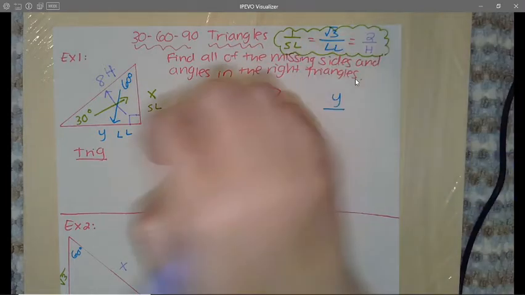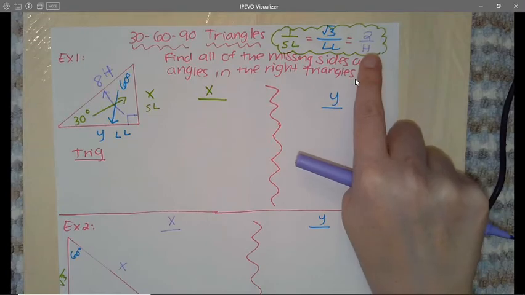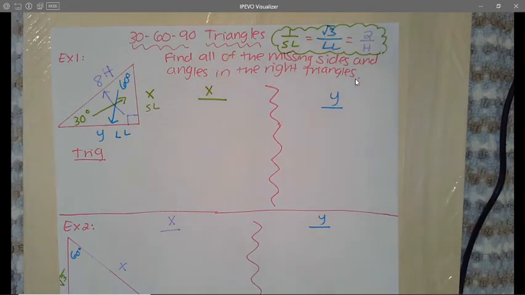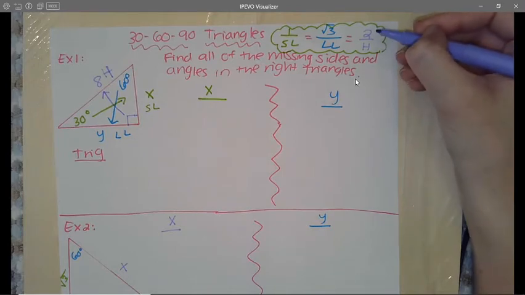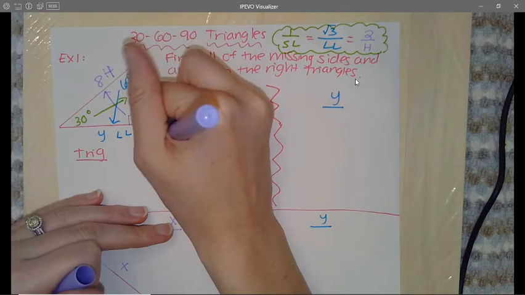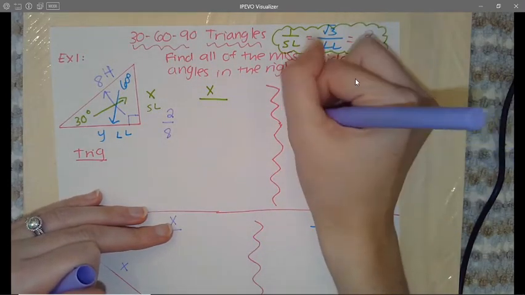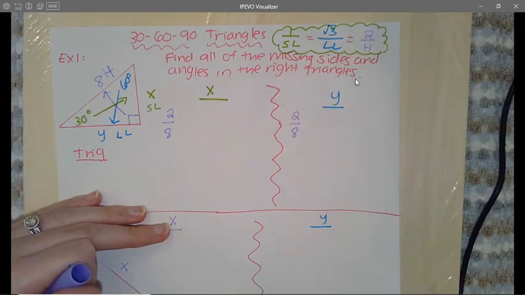All right, but anyway, since the hypotenuse is the side I know, that is the ratio that I'm going to use to help me solve for x and y. The hypotenuse ratio is 2 over the hypotenuse. So I'm going to have 2 over 8, and I'm going to use this to help me find the x and the y. So I'm going to write this twice.